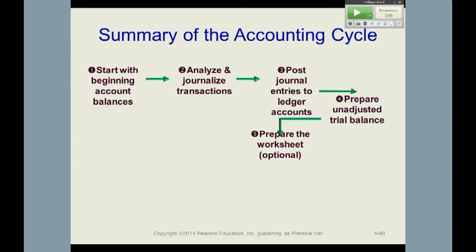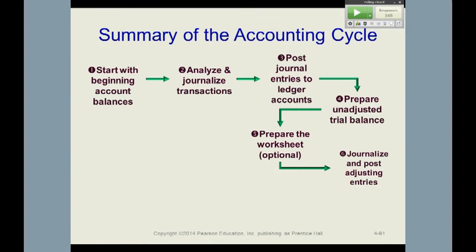Then we said you have the optional worksheet, which, again, is a tool to help you understand the nature of the adjustments and also help you prepare the financial statements. From the worksheet, you actually make the journal entry. So look at the difference between step 5 and 6. In step 5, you're just entering something on an Excel spreadsheet. In step 6, you have to journalize and post them. So you haven't made any journal entries yet, and you have not affected your accounting records. A worksheet entry does not hit the ledger accounts.